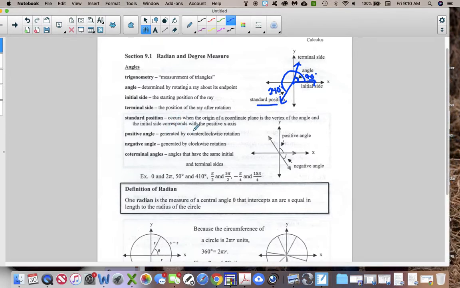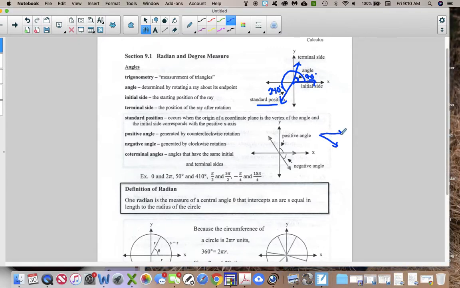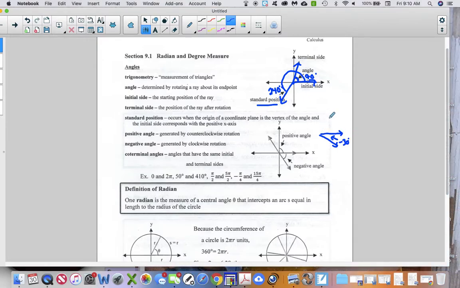A positive angle is generated by going counterclockwise. A negative angle is going clockwise. So if you have an angle that looks like this, maybe that is negative 30 degrees. Versus if it was here and it was the same measurement going this direction, that would be a positive 30 degrees because we're going counterclockwise versus clockwise, okay?